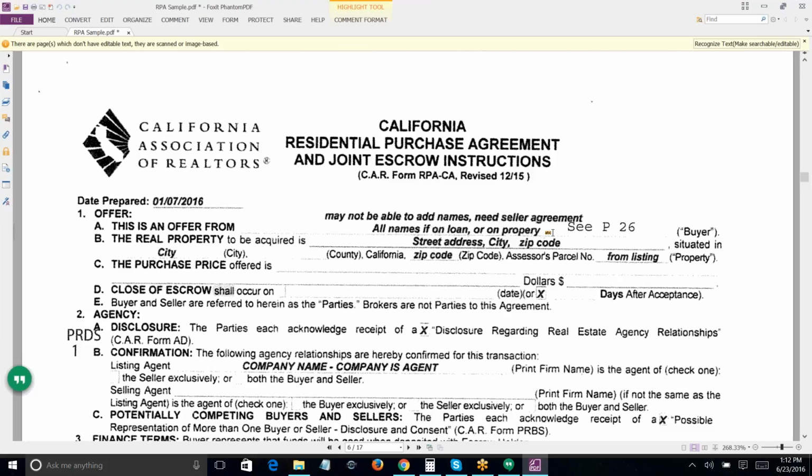Does everybody understand that? People will come to me and say, I've got so-and-so. If they're on the loan, they need to be on the contract. If they're on the contract, they need to be on the loan. And if you hear them say, my father is actually going to be the one lending us the money, well, then they need to be on the contract too.